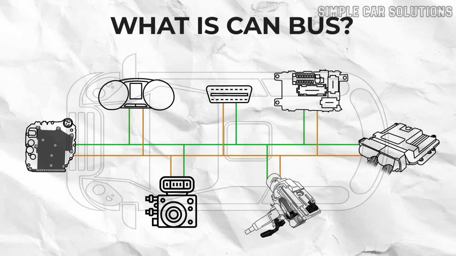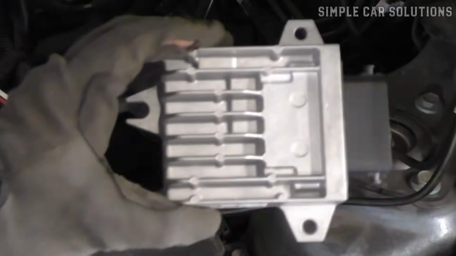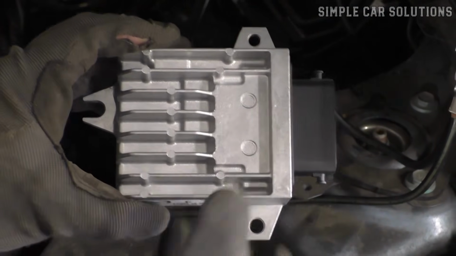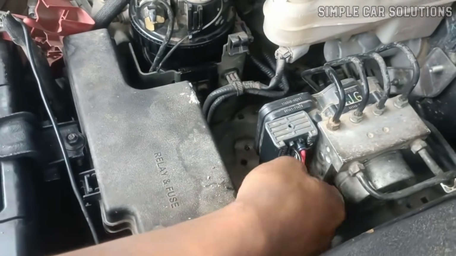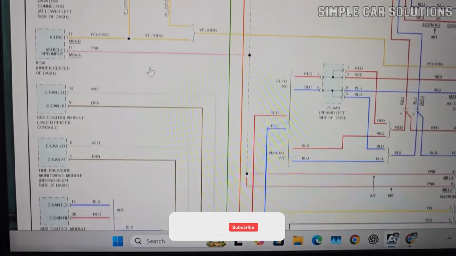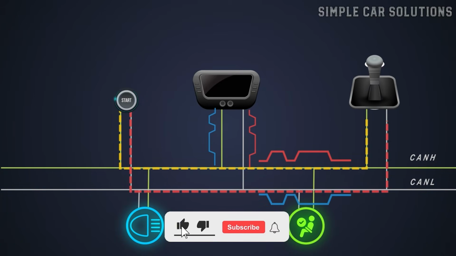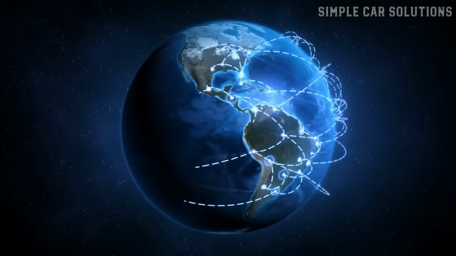Modern vehicles are packed with these computers, like the Engine Control Module, or ECM, the Transmission Control Module, known as the TCM, and others like the ABS or Body Control Module. To function properly, these modules have to share data constantly. They do this through the CAN bus, which stands for Controller Area Network. You can think of the CAN bus like a high-speed internet network in your home.